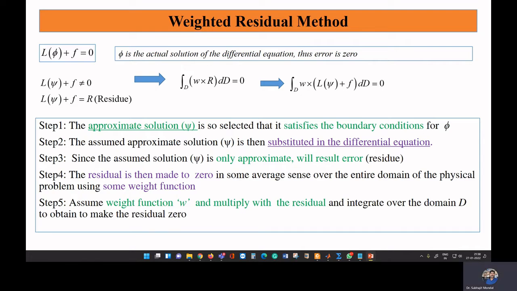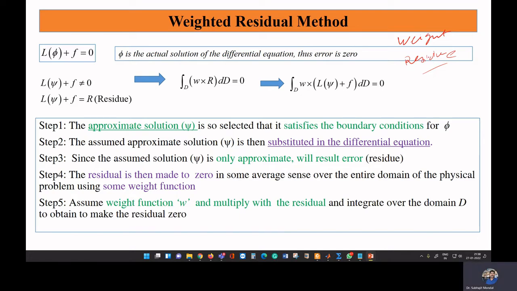So here you just see we are talking about weighted residual. Okay, so there will be some weight function, and there will be residue. So here we learn how basically the weight function is operating on the residue and how we are getting the solution. Now, before going to any method of the weighted residual method, let us understand what is basically residue.